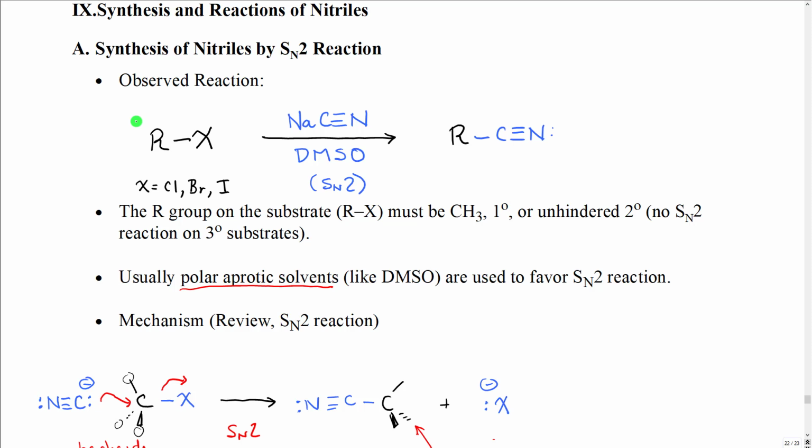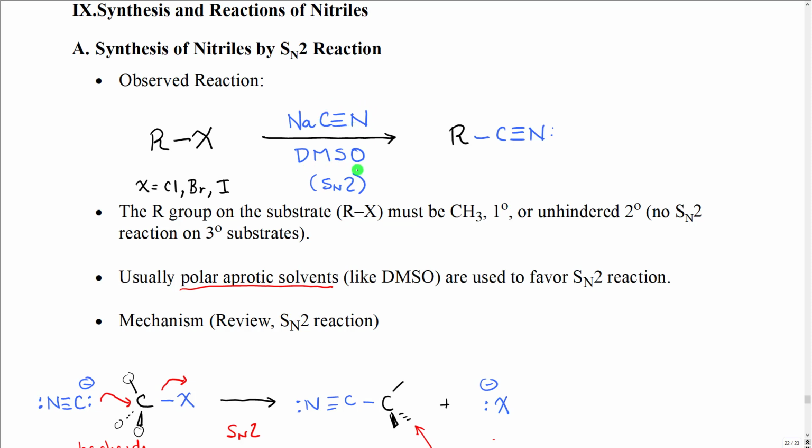We're now going to discuss the synthesis and reactions of nitriles. Nitriles are very readily synthesized by SN2 reaction. The reaction itself looks like this. We start with an SN2 substrate, RX. We treat it with Na+ CN- in DMSO.